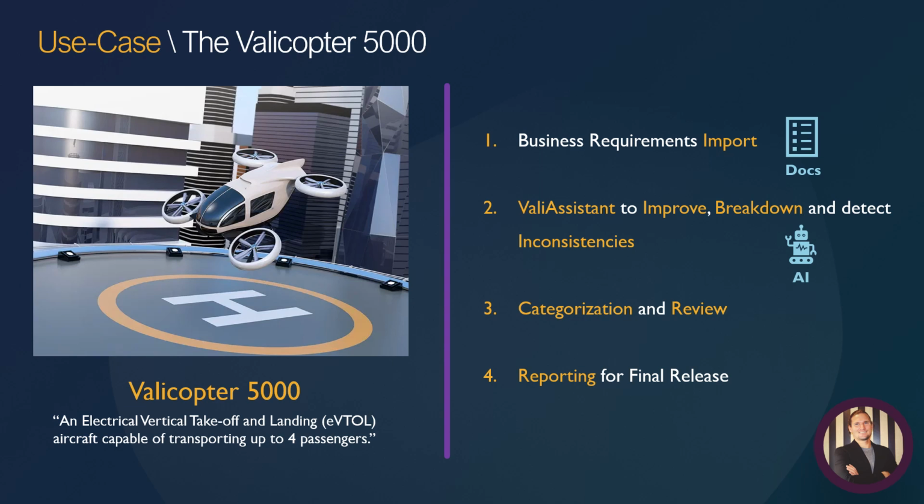This whole session is centered around 4 main points. Firstly, we are going to start by importing pre-existing stakeholder requirements in the form of a business specification, and this is going to be followed by improving, breaking down, and detecting inconsistencies by means of the ValiAssistant. The second point can also be done manually, but with the help of the ValiAssistant, we simply get there between 10 and 100 times faster. In the third and fourth part, we are going to categorize and review our requirements, so a final report can be generated. That can be communicated either internally or back to the stakeholders.